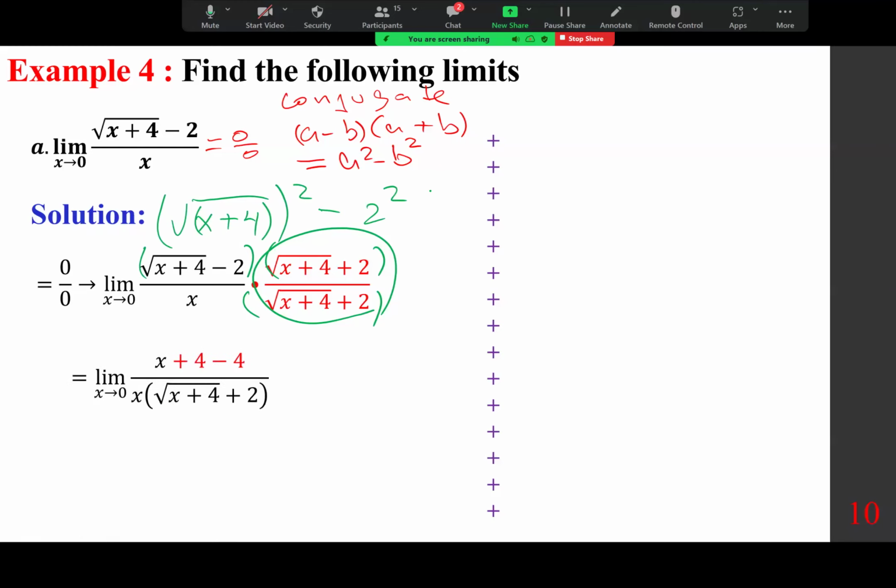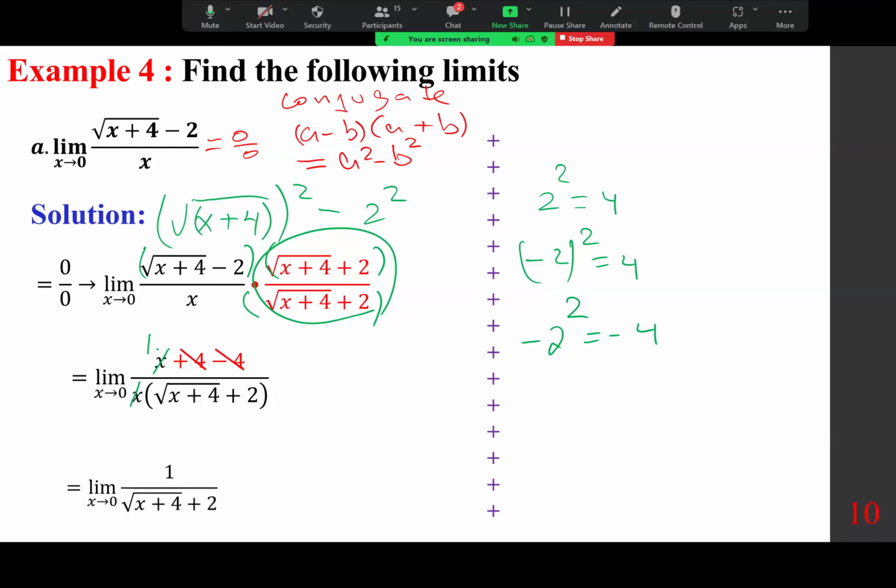One of the things that sometimes students make a mistake on, I want to remind you, is that 2 squared is 4, minus 2 quantity squared is 4, but minus 2 squared is negative 4. So it's a matter of order of operations. 4 and negative 4 cancel each other. x and x cancel each other. If you plug in 0, square root becomes 2. 2 and 2 is 4. The final answer is 1 over 4.